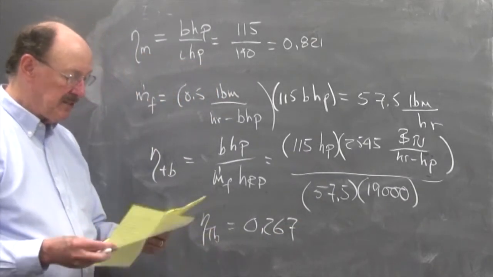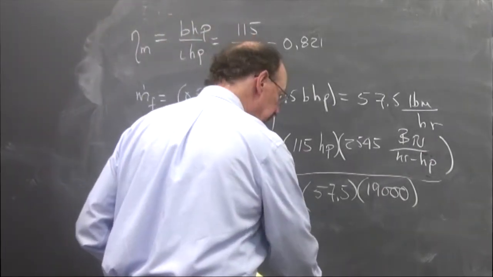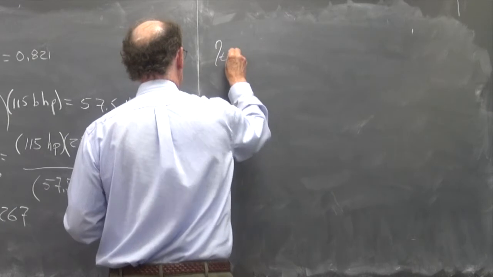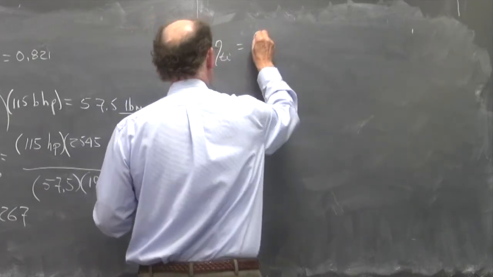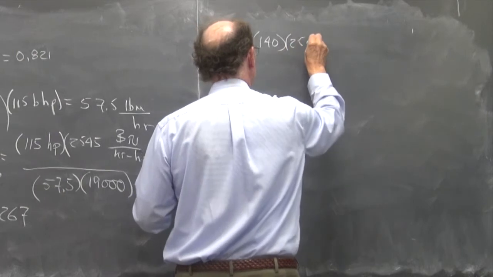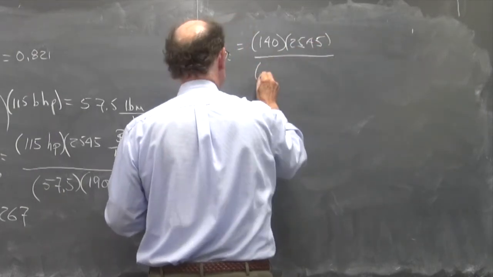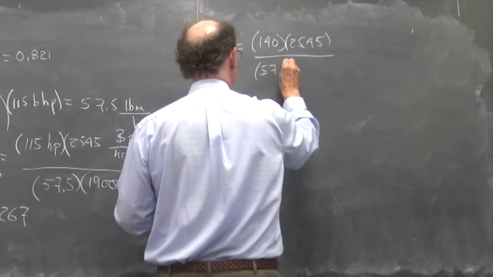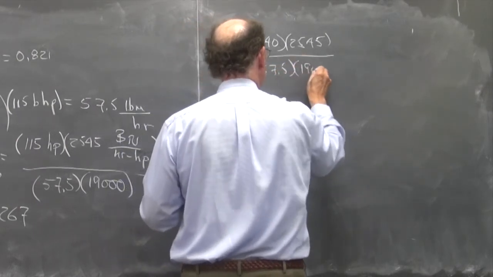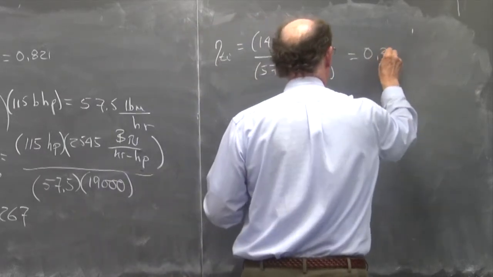Now we have some more things to find, so we can find the indicated thermal efficiency. It's 140 times 2545 divided by 57.5 times 19,000. So that's going to be 0.326.